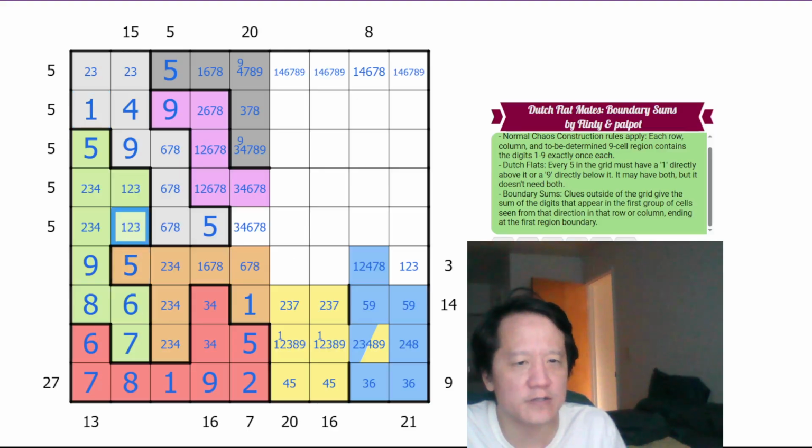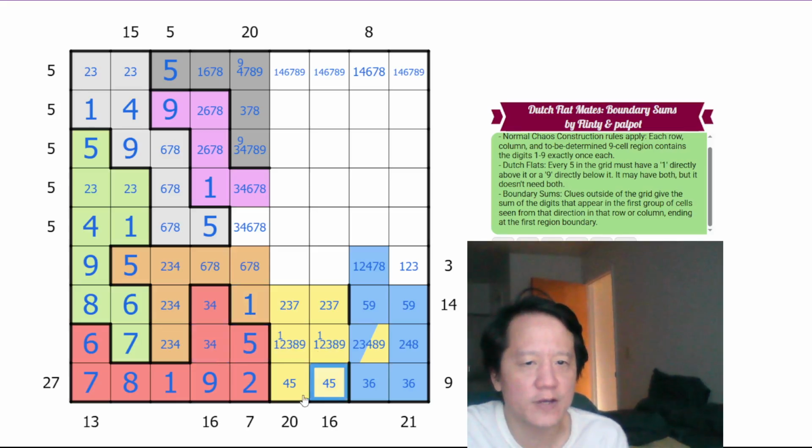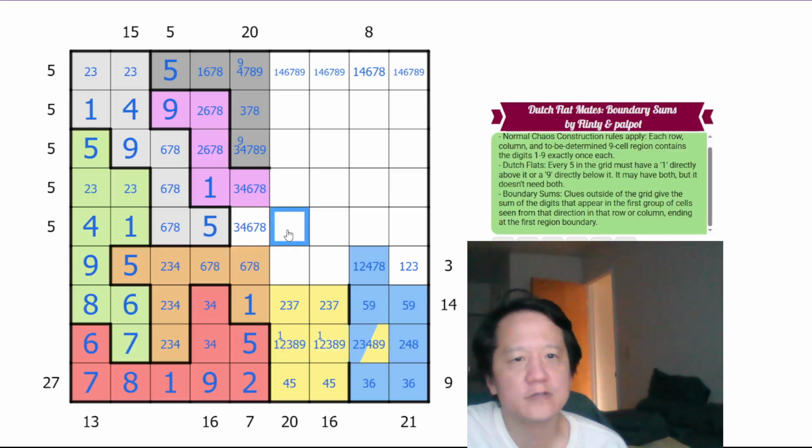This 5 needs to have a 1 above it, so that's 1, 4. No 1 there, no 4 there. 5 has 9 below it. 5 cannot have 9 below it, so must have 1 above it. So no 1 here, no 1 here. 5 has 1 above it. 5 has 1 above it.